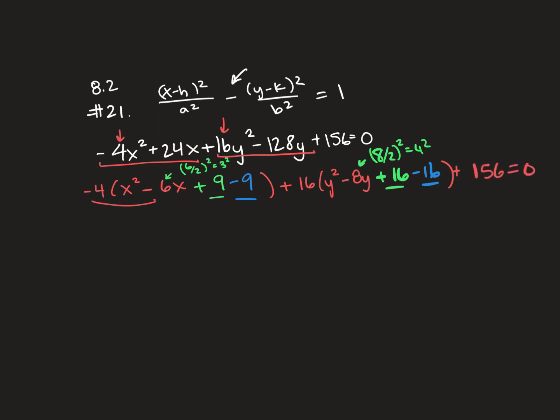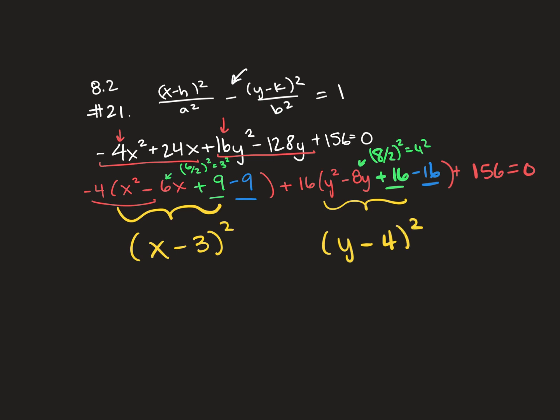So the whole point in doing that was to make a trinomial that factors nicely. And this will factor to x minus 3 squared. And this one right here will be y minus 4 squared, since 4 times 4 is 16, and then going back to the other one, 3 times 3 is 9. Now the other parts still continue on. We have -4 still hanging out. We have the 16 still hanging out. But we need to do something with this minus 9 and minus 16.